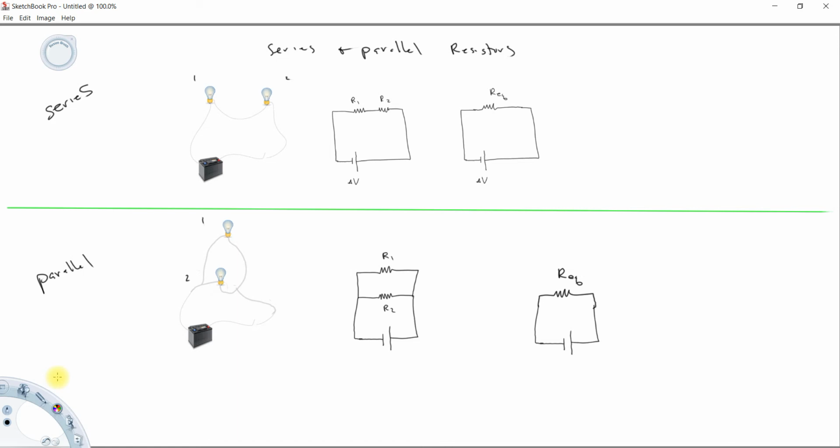Making this video here to help you understand how equivalent resistances are calculated in both series and parallel. So I'm going to start with a series circuit. So this circuit right here, that's an example of a series circuit.